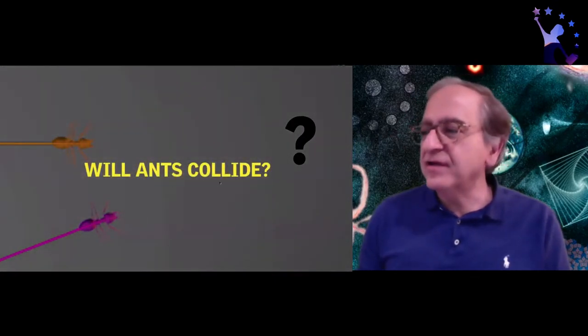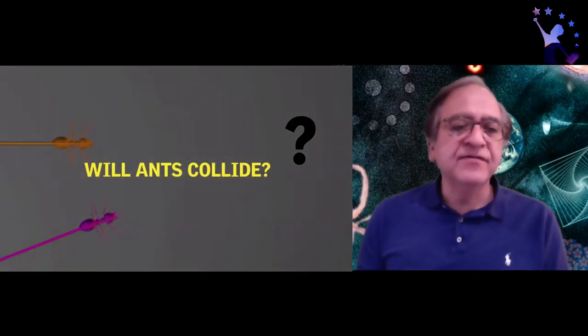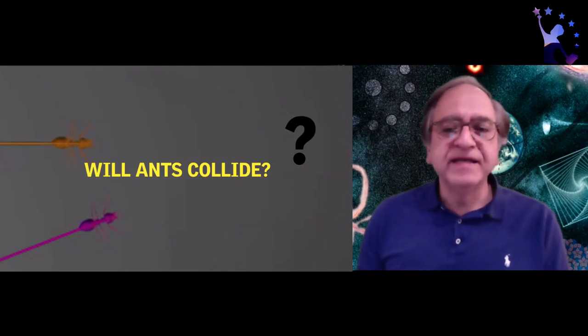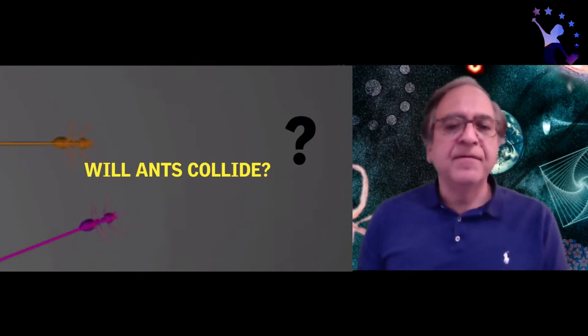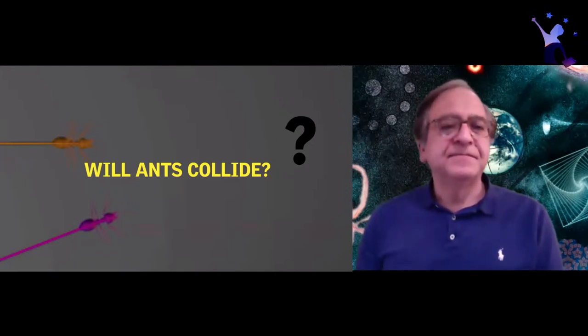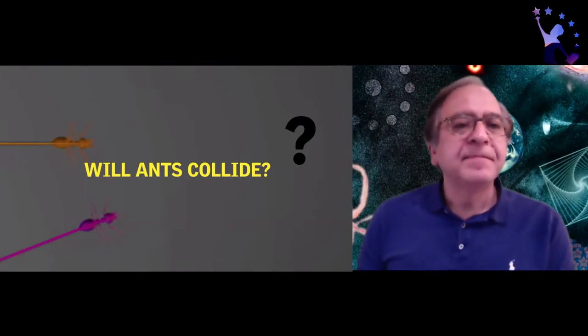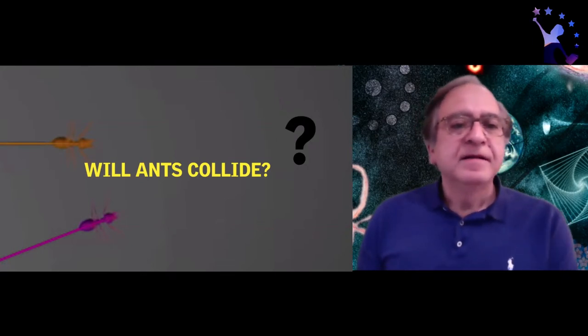Do these ants have to collide? If you think they have to collide, put Y for yes. And if you think they don't have to collide, put N for no. Okay, so some people say yes, some people say no, and some people say it depends on other conditions that we haven't set. Okay, very good. So now I will explain what the answer is. The answer is they will always collide.